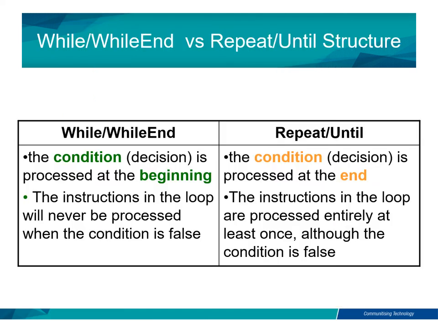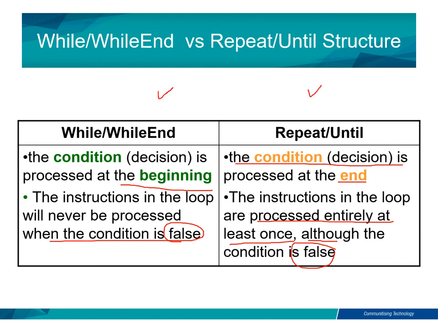This is a table of comparison between while and repeat loops. In the while loop, the decision is processed at the beginning. The instructions in the loop will never be processed when the condition is false. What about the repeat until structure? The condition decision is processed at the end, meaning that the instructions in the loop are processed entirely at least once, although the condition is false. So in this case, you need to make sure which loop you are going to use, either the while loop or the do while loop.